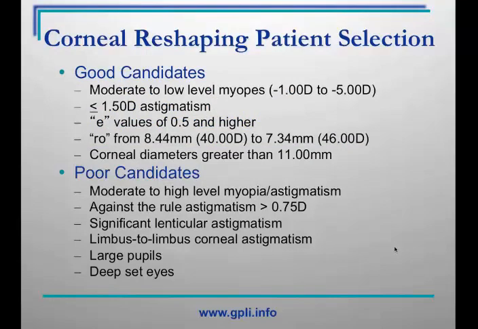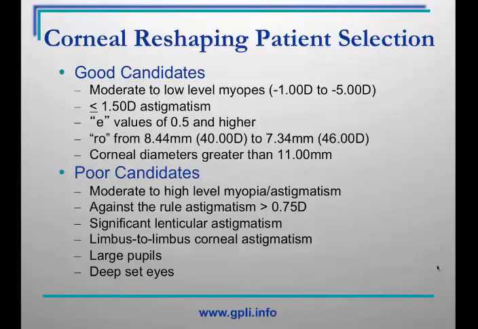Individuals with moderate to low levels of myopia, less than or equal to 1.5 diopters of astigmatism, corneal eccentricity values of 0.5 and higher, corneal curvature values from 40 to 46 diopters, and corneal diameters greater than 11 millimeters.